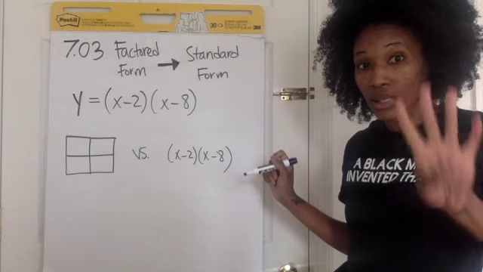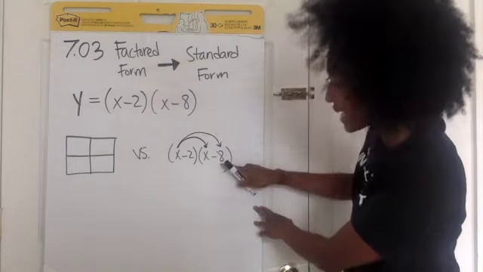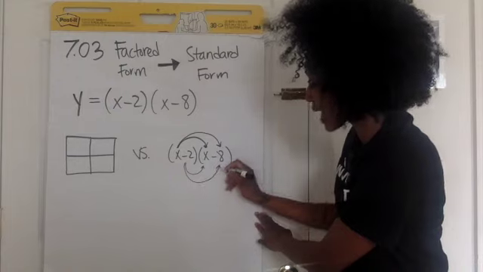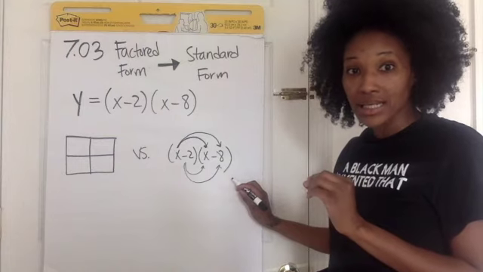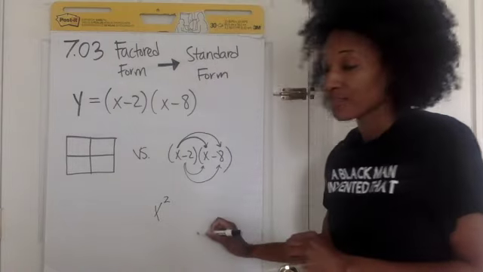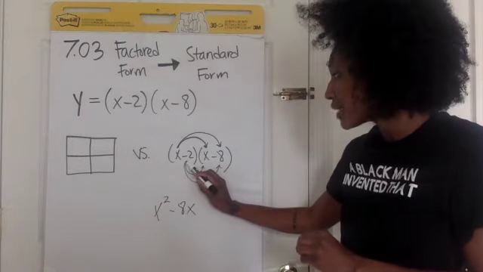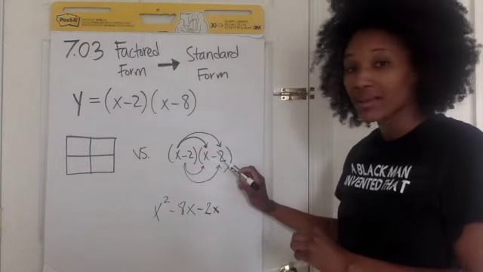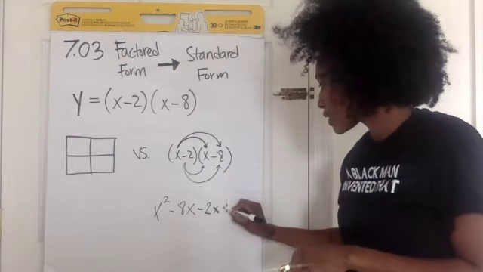Anytime I use the arrow method, I need to make sure I have my 4 arrows. X times x, x times -8, -2 times x, and -2 times -8. So I'm going to start multiplying, and I'm going to keep in mind that this minus sign is a negative. X times x, x squared. X times -8, -8x. -2 times x, -2x. And -2 times -8, two negatives being multiplied results in a positive. So that's positive 16.